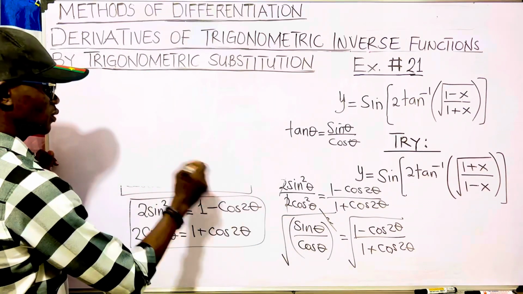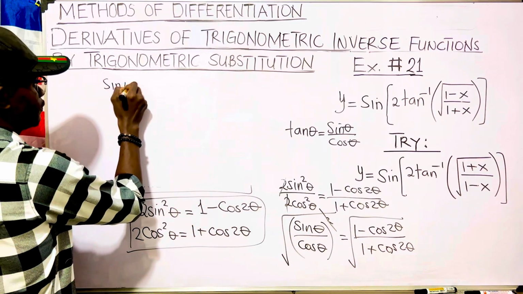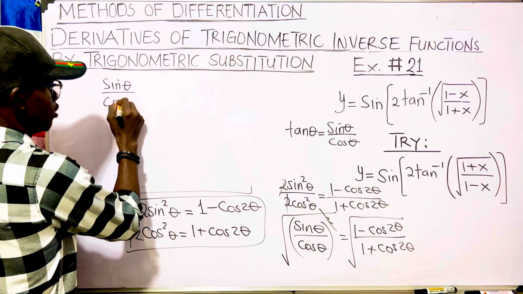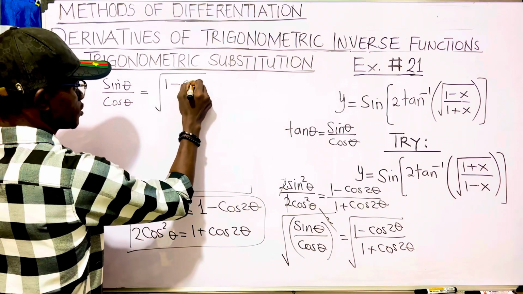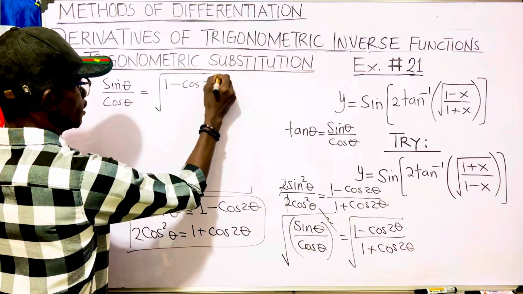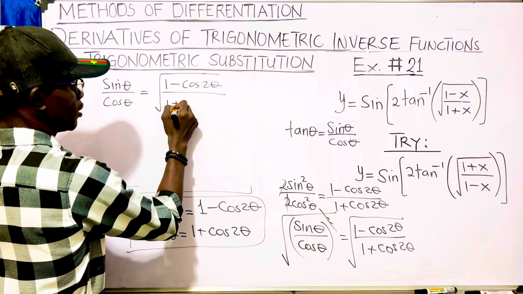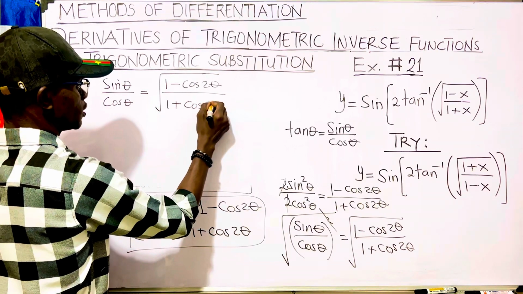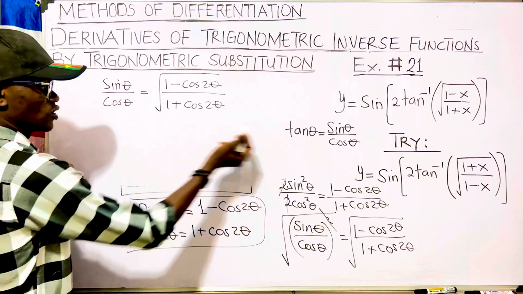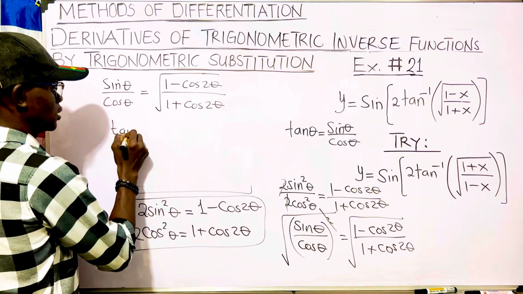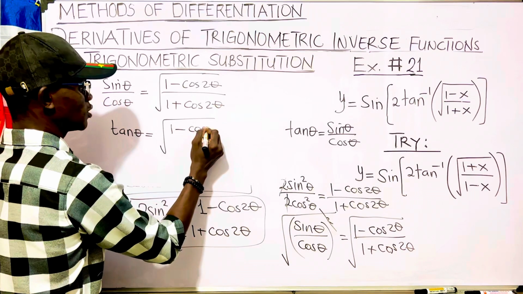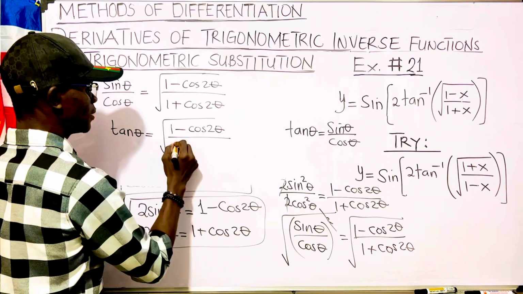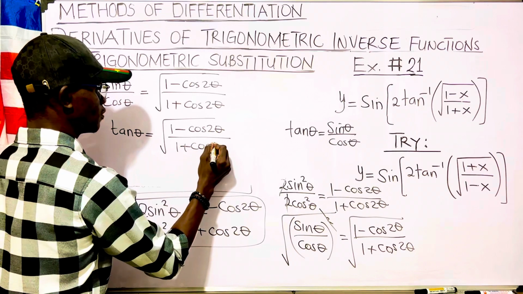So it means that we will now have sine of theta all over cos of theta equals the square root of (1 minus cos of 2 theta) all over (1 plus cos of 2 theta). But what is sine over cos? It's tangent. Tangent of theta equals the square root of (1 minus cos of 2 theta) divided by (1 plus cos of 2 theta).